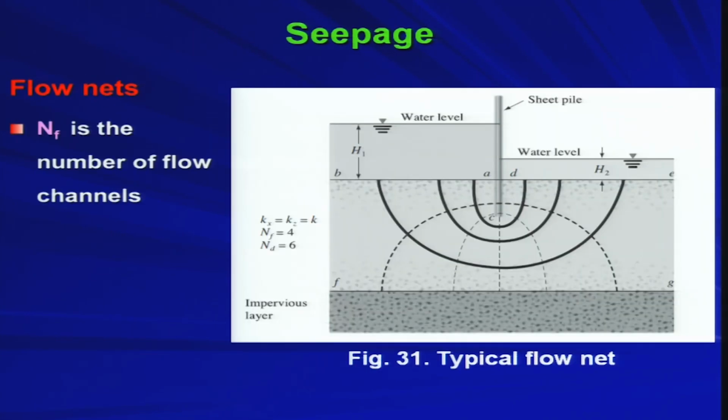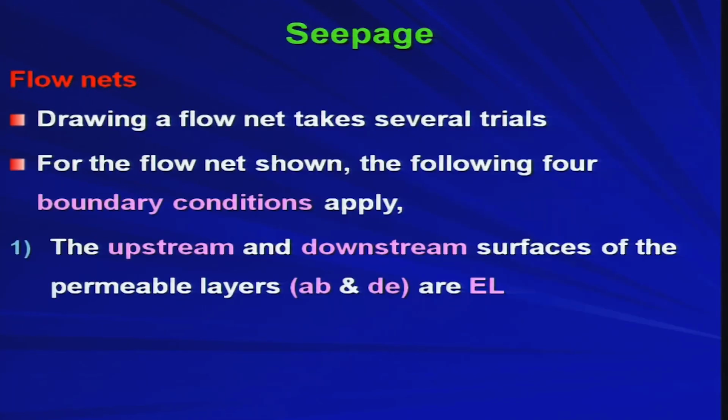Now, in this flow net we have defined several lines: AB, DE, GF, AC, DC and so on. We will define all of these properly now. What are the different boundary conditions applied in this particular flow net? The upstream and downstream surfaces of the permeable layers, AB and DE, are equipotential lines. Do you agree with that or not?